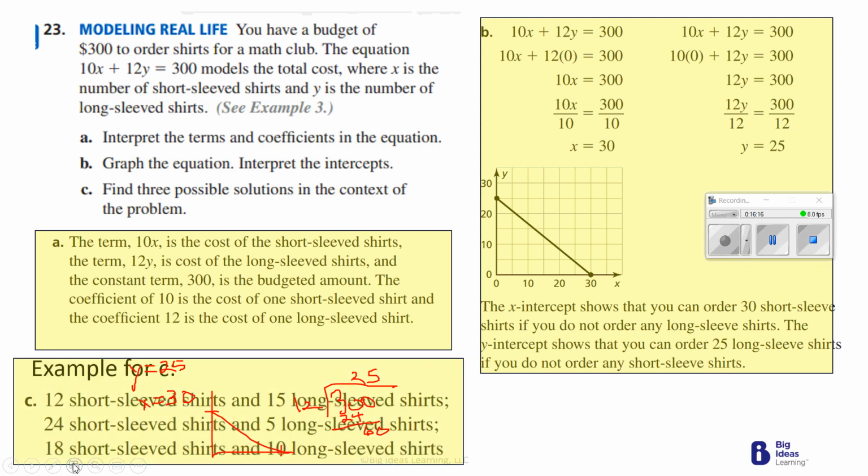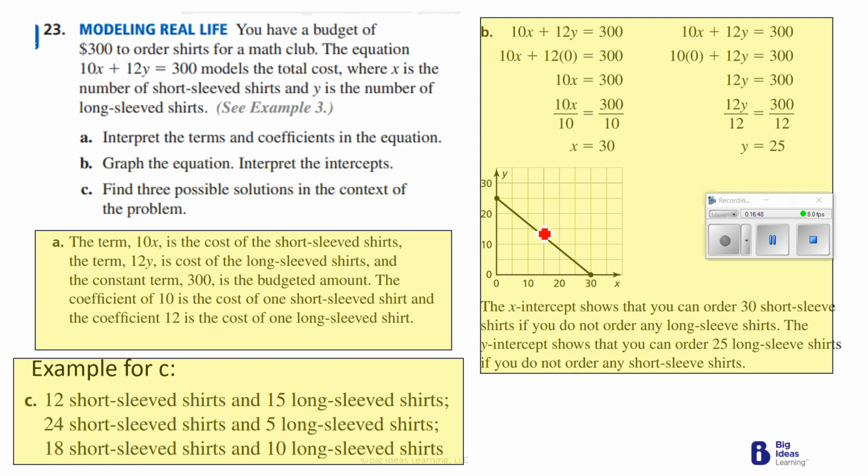Well, the possible solutions, I'm sorry, we're going to have to go here. Need an eraser. There we go. And what they're saying here is 12 short sleeve shirts and 15 long sleeve shirts, right? You can do 24 short sleeve shirts and 5 long sleeve shirts. Remember, you can't buy parts of shirts.